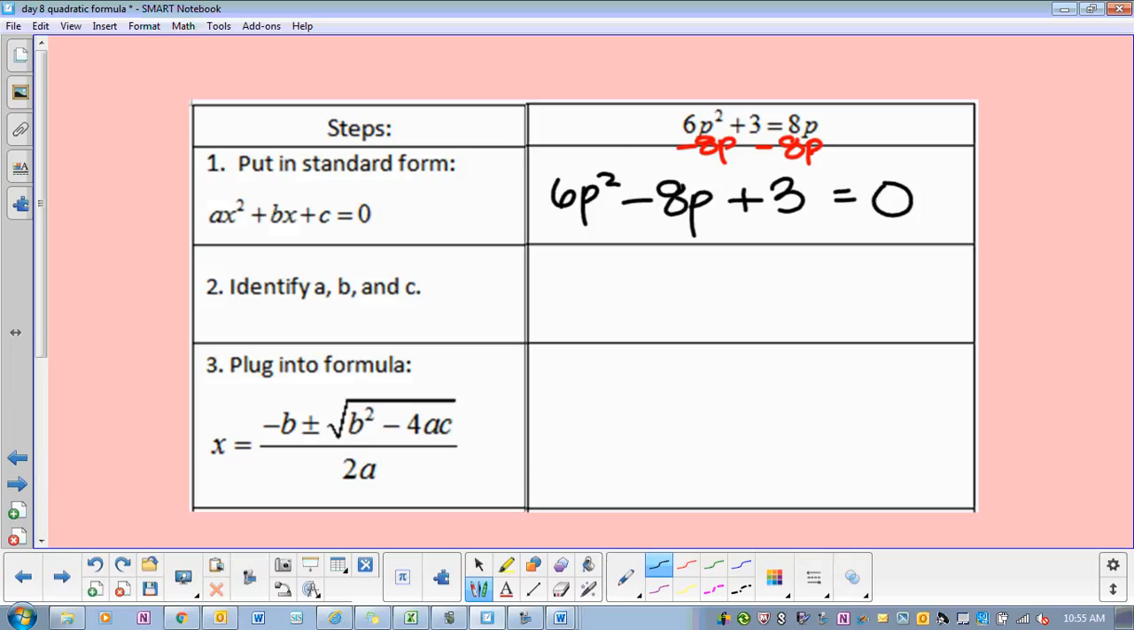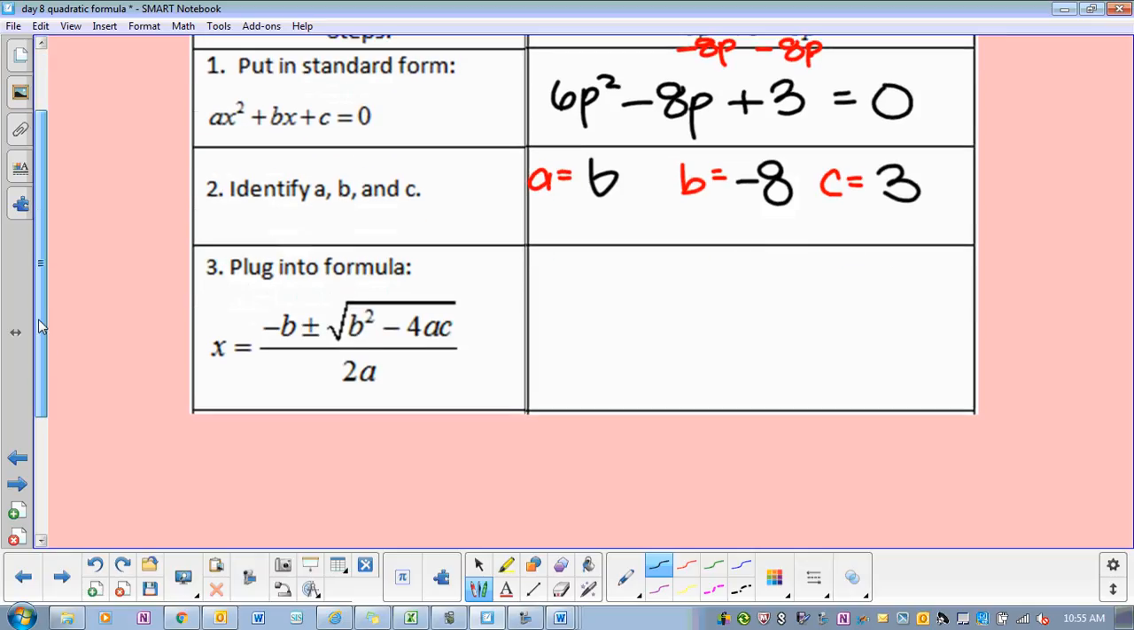Now, let's identify our A, B, and C. A equals, B equals, and C equals. Guys, what is A? Thank you. What is B? Perfect. And what is C? Good.